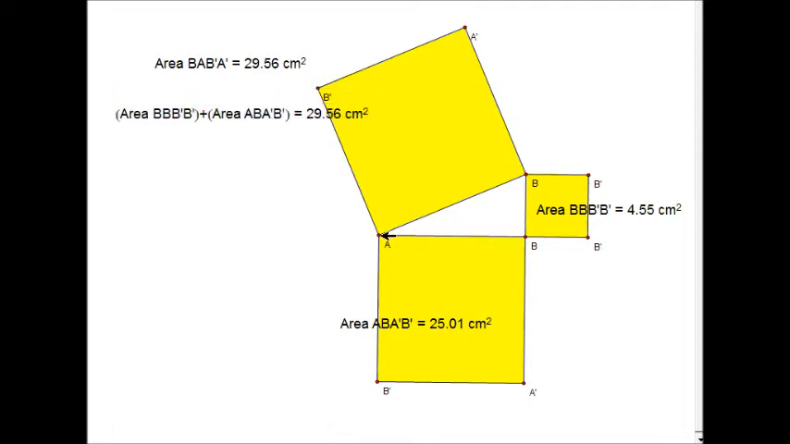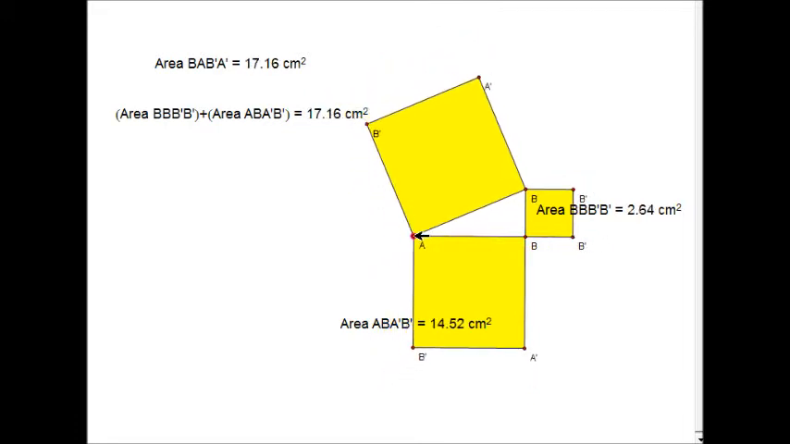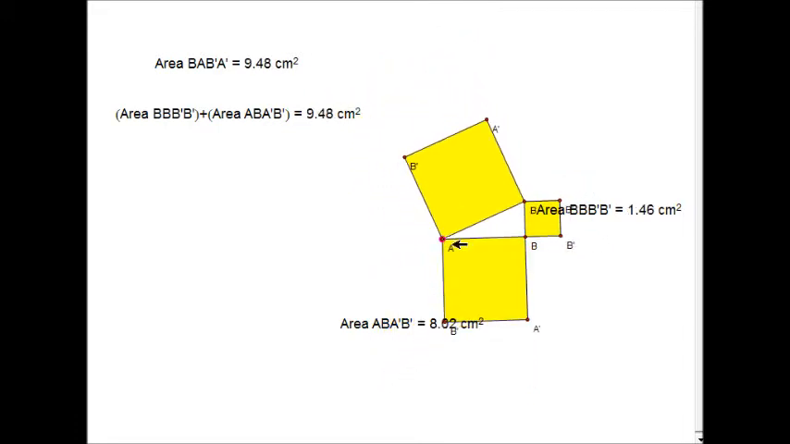Now if I were to adjust the size of my original triangle, we can see the areas are getting smaller, but the sum of the two small areas is the same as the area of the large square. So the square on the hypotenuse is equal to the sum of the two squares of the other two sides, and that is the rule of Pythagoras.